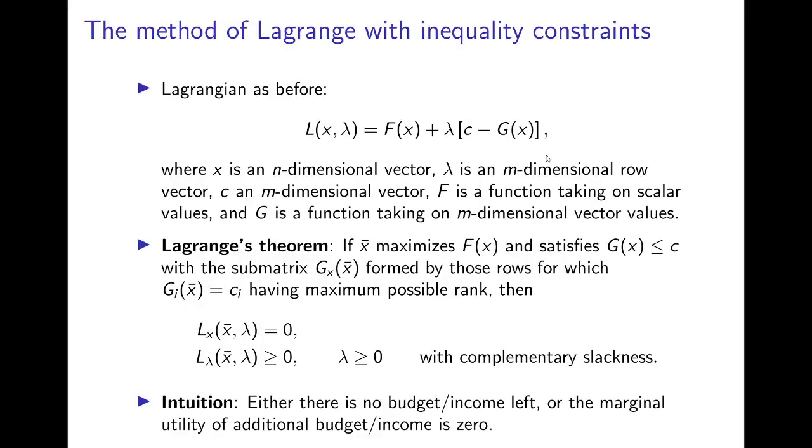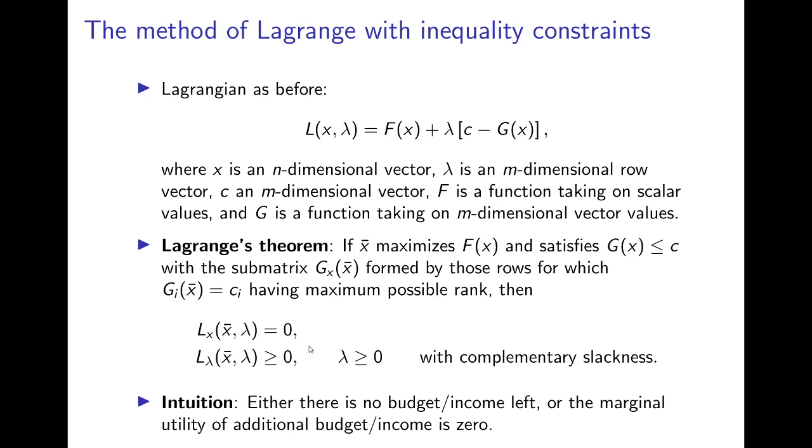Now, what would happen in this situation and how would our solution algorithm look like? In this case, we would again set up the Lagrangian as before with the dimensions, and then Lagrange's theorem, or the generalized version, would tell us that x bar maximizes the objective function and satisfies the constraint in a way that the constraint might be not binding with the constraint qualification holding.